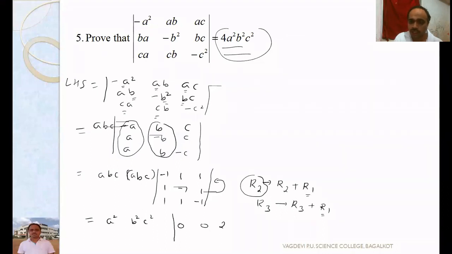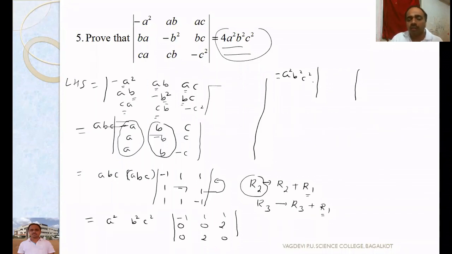So here I am changing R2 and here I am changing R3. So R3 changes to R3 plus R1. Again 1 minus 1 will be 0. Then 1 plus 1, that will be 2. Then -1 plus 1, 0. Next, you cannot write R1 changes to R1 plus R2. That you cannot write. Only two operations I said. So first row I will write as it is. Now I'll continue here. That will be a square, b square, c square. This is the determinant.